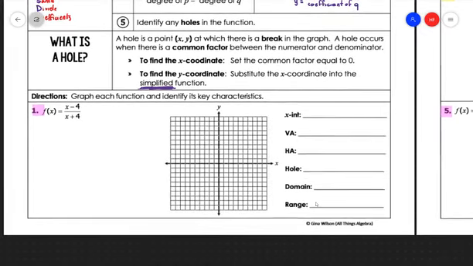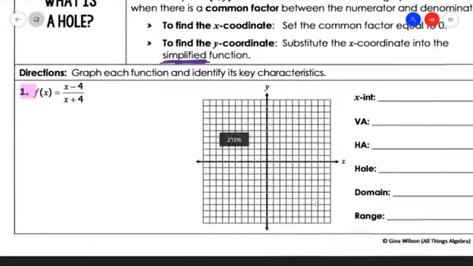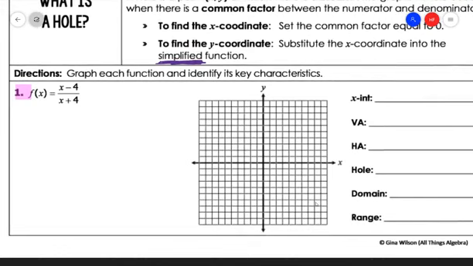So we're going to start with number 1. We're going to graph the function and then identify its key characteristics. So first thing we want to do is check, can this be simplified any further? We have x minus 4 over x plus 4. Neither of these can be simplified. They don't have any common factors, so we'll just leave it the way that it is.